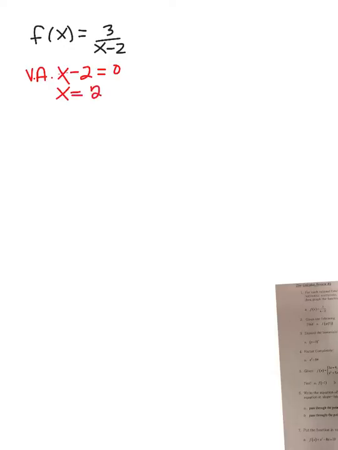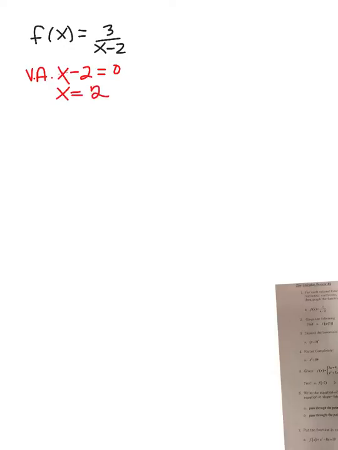So 1a is f of x is equal to 3 over x minus 2. So I notice that this is not factorable, so that means there's not going to be any holes. So my vertical asymptote, I take the denominator, x minus 2, and set that equal to 0. So my vertical asymptote is x is equal to 2.